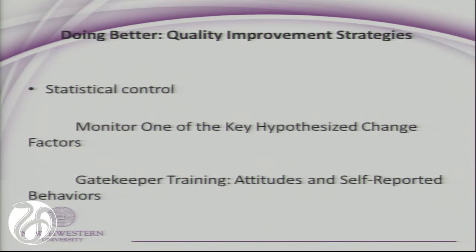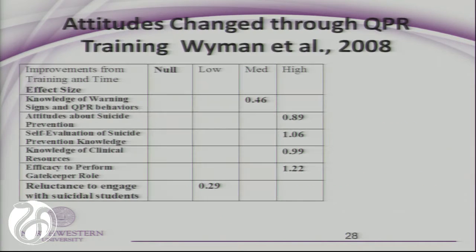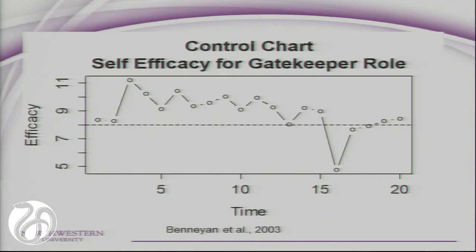But we could monitor one of the key hypothesized change factors. In gatekeeper training, we thought attitudes and self-reported behavior is one. You could pick one like self-efficacy about taking on the gatekeeper role, which we think is really strongly impacted by our intervention, and do a control chart. That is, measure over time when you're doing repeated trainings of new people, how well are they measuring their self-efficacy? And you can see that there's a place in here where it looks like it's dropping over time. That would be the time to come back and intervene. Pretty simple idea, but we don't typically do this, and that's a useful kind of model.